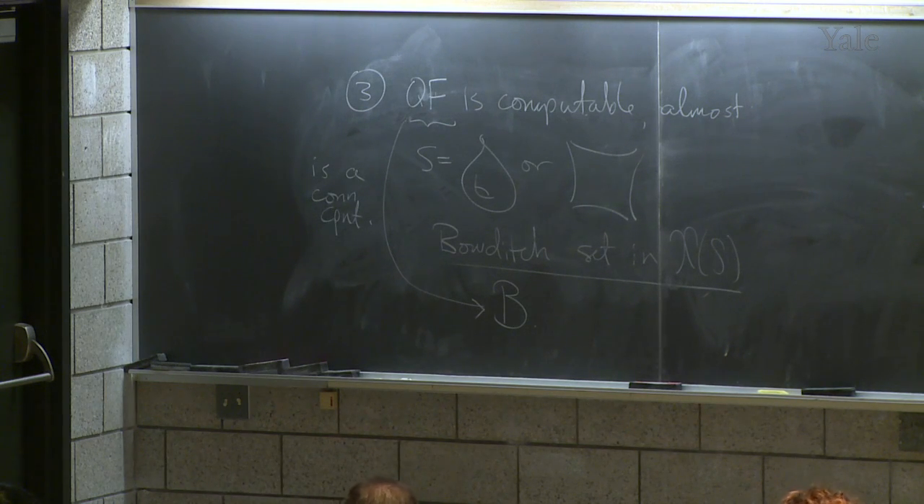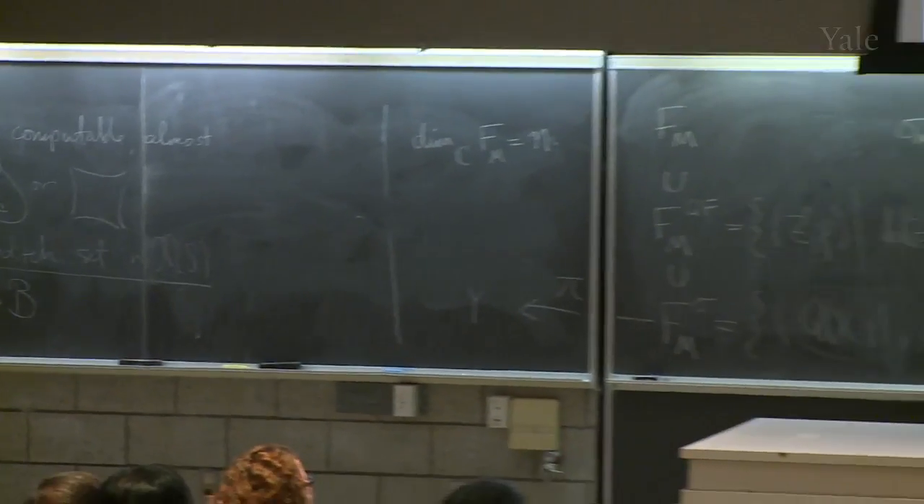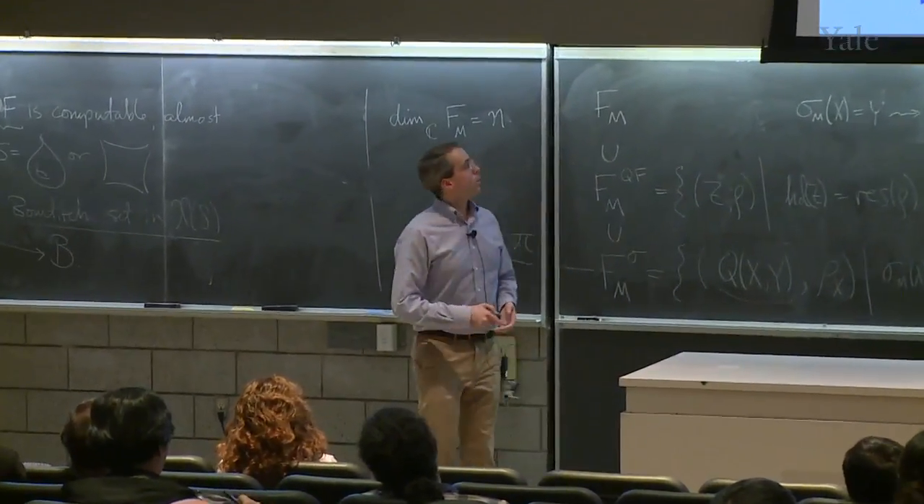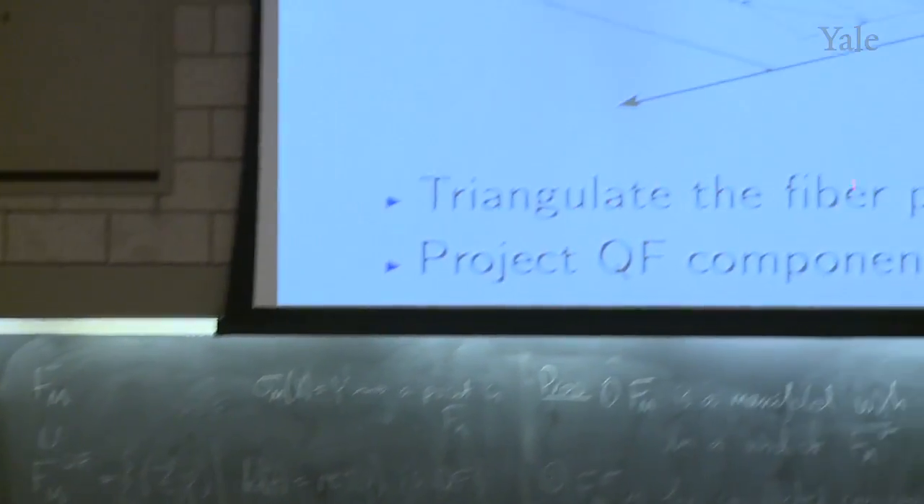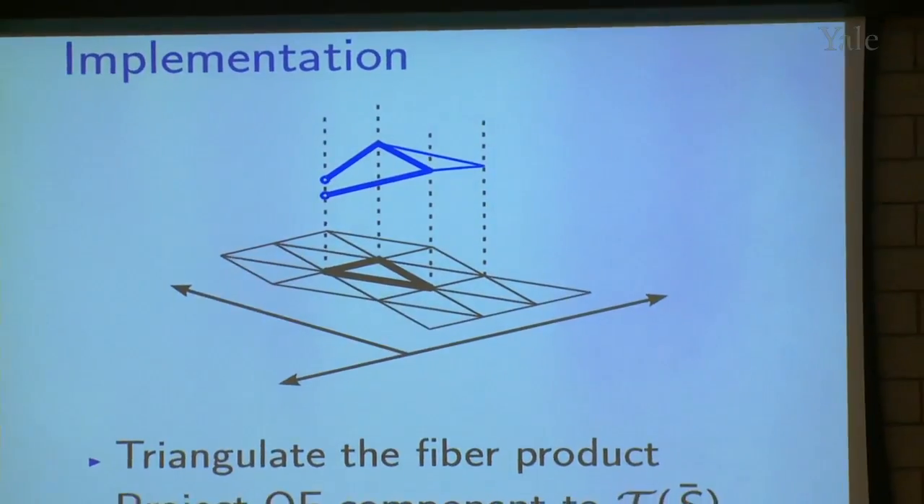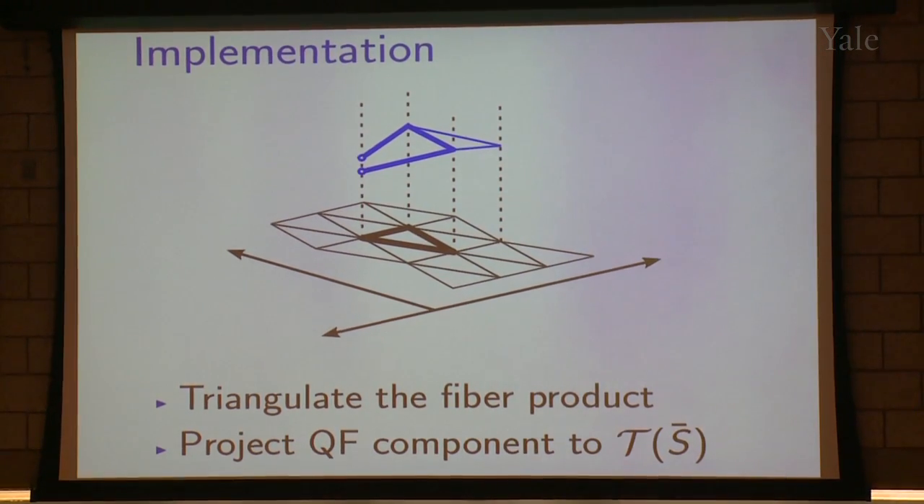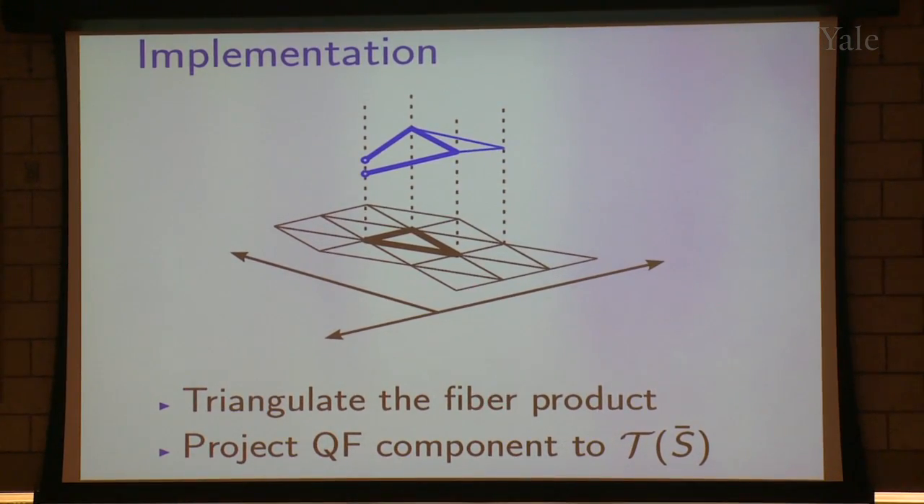All right, I want to demonstrate what our program does in a moment, but let me just finish up this sketch of how it works. What is the output of this first step? It's a simplicial 2 complex that approximates this fiber product FM and, at least at the level of all the representations that are tested, seems to contain the quasi-Fuchsian part of it. So then we have this 2 complex.